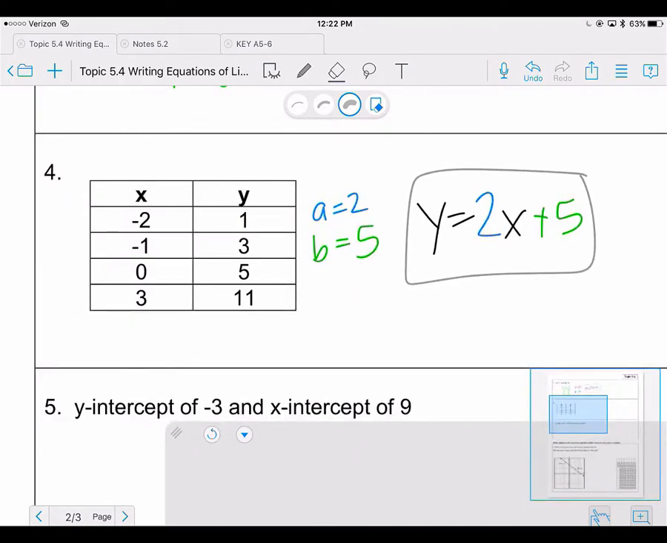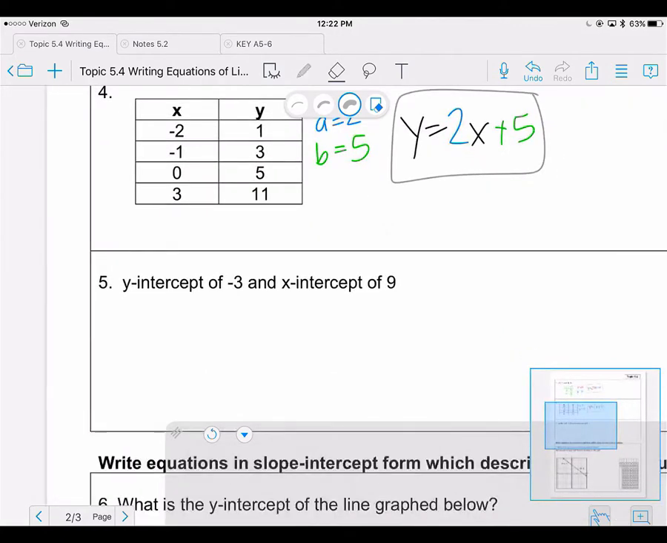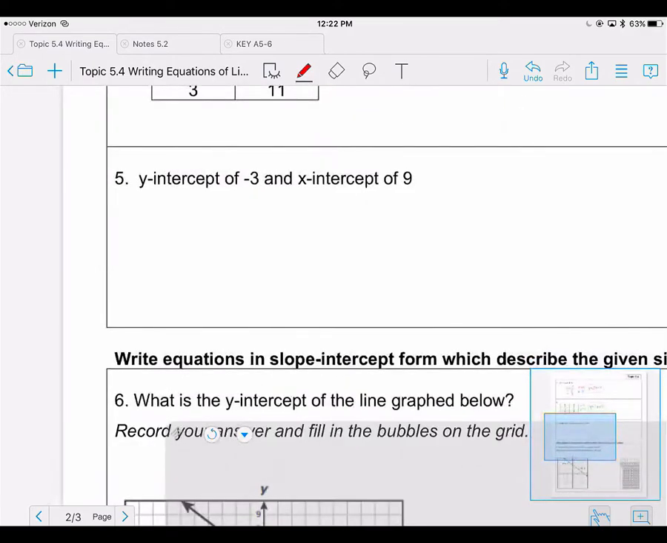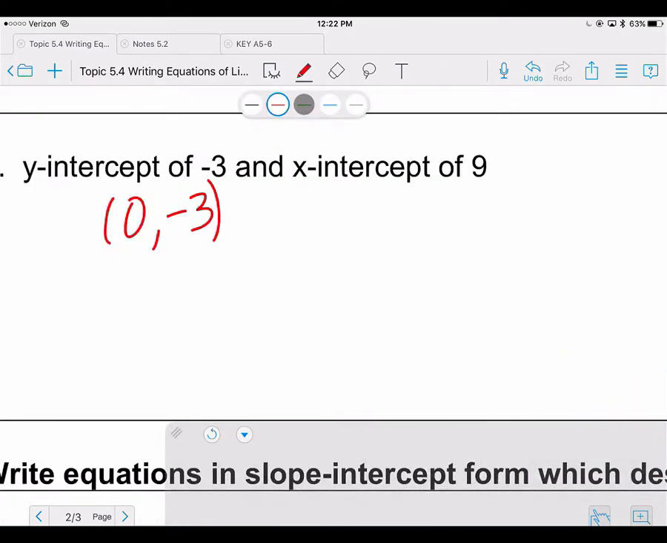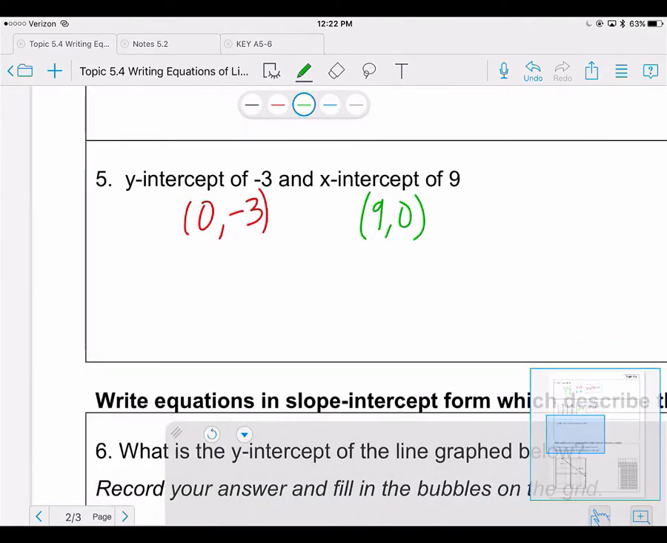So again, you can very clearly see that anytime you have a table or 2 points, just plug it into StatEdit and repeat those steps over and over and over. Problem 5, we have a y-intercept, which is the point 0, -3, and an x-intercept, which is the point 9, 0. We have 2 points, so we can go to StatEdit.